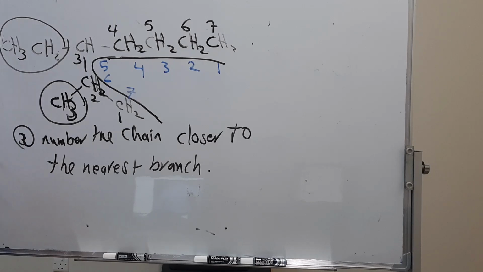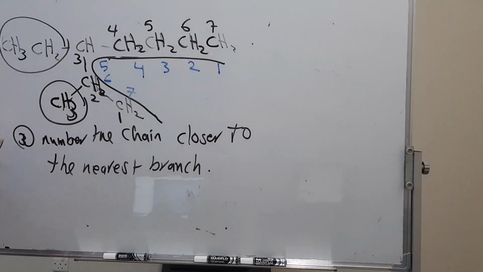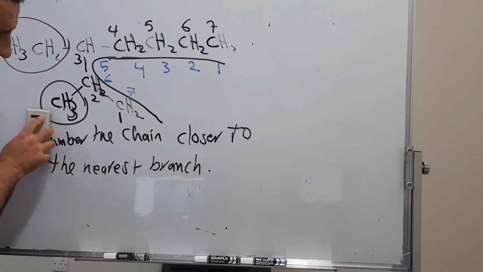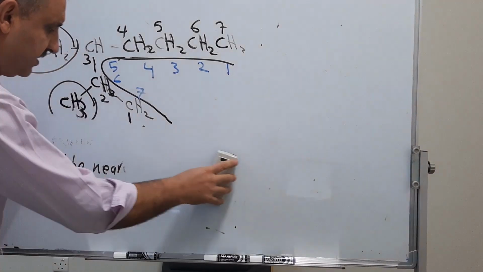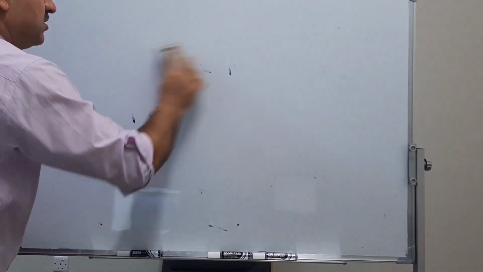All right, perfect. Okay, so after we have chosen the longest chain of carbon atoms, and after we have numbered the chain according to the rule, now we need to give the full name of the compound. Again, I need to erase all of this just to redraw the structure.